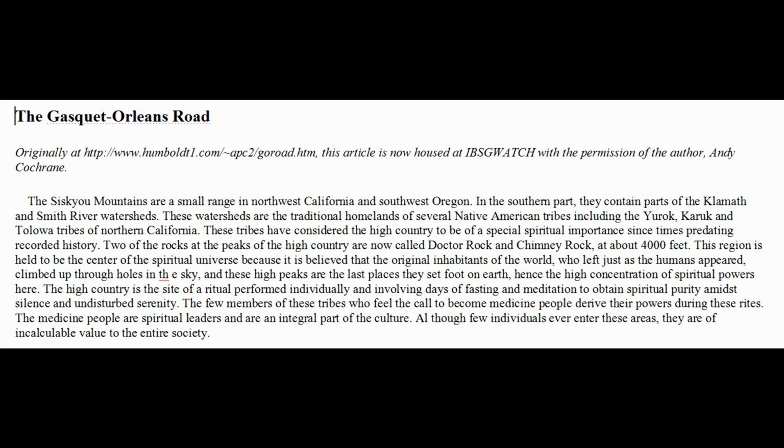This region is held to be the center of the spiritual universe because it is believed that the original inhabitants of the world, who left just as the humans appeared, climbed up through holes in the sky, and these high peaks are the last places they set foot on Earth. Hence the high concentration of spiritual powers here. Okay, well, that really rung a bell with me.